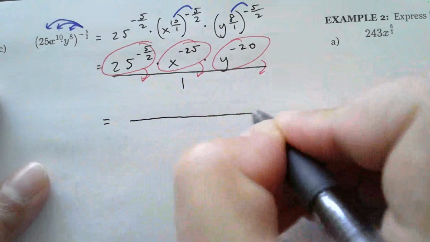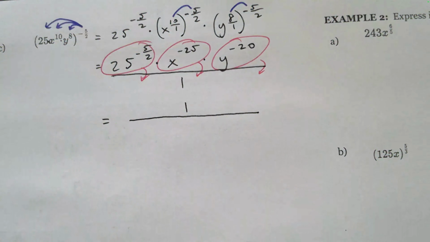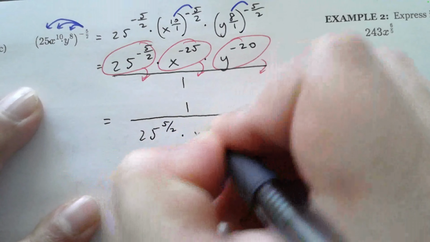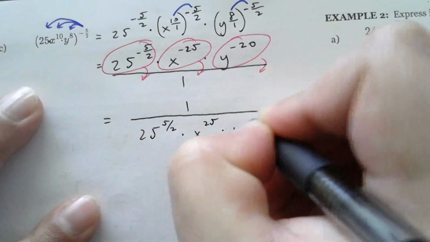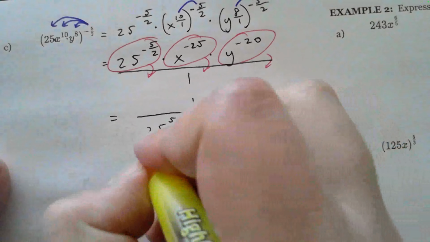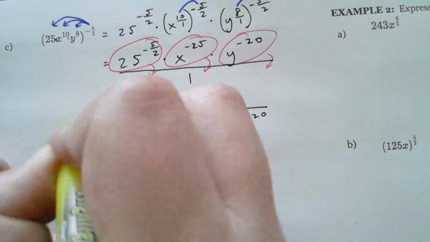So it's going to be 1 on top, because remember, if there's nothing on top or nothing on bottom, it's always a 1. And I get 25 to the 5 over 2, x to the 25, y to the 20. They're all on the same level, but I can't add their exponents because they're not the same base. 25, x, and y aren't the same. So what do we do? Simplify. Take 25 to the 5 over 2 and see if you can simplify it.